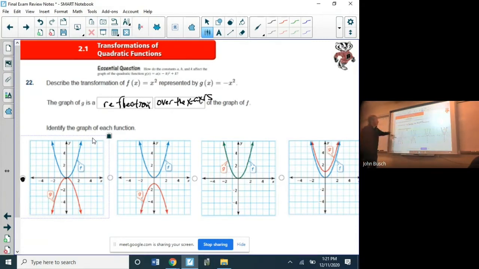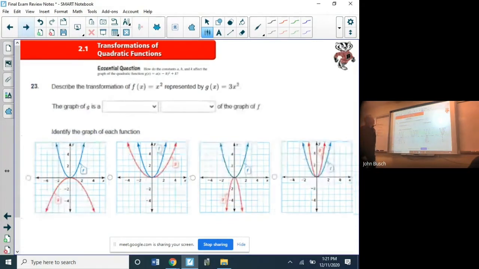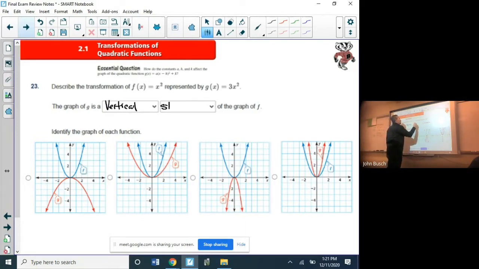The graph of f. Okay. And then this one, it looks like there's a vertical stretch by a factor of 3, graph of G is a... I'm just guessing what the pull-down menu says. This is my best guess. But anyway, if it's a vertical stretch, it'll make it thinner. So that's what it does. It makes it thinner. Okay.